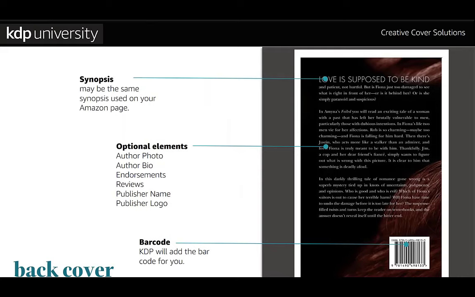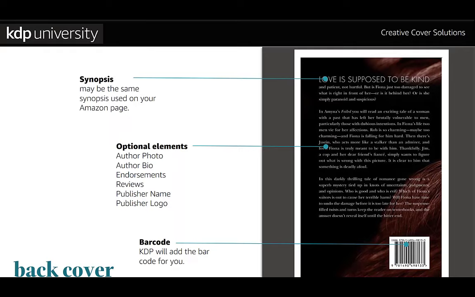The back cover can contain a number of elements and is a continuation of the marketing from your front cover. Typically, the back cover will contain a synopsis of your book, often the same synopsis found on the Amazon page, an author photo and biography, endorsements or reviews. Please make sure the reviews that you're adding are from someone reputable. The publisher name and logo can often be found on the back cover as well.